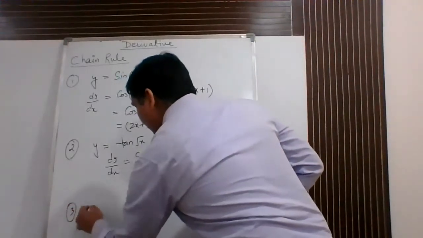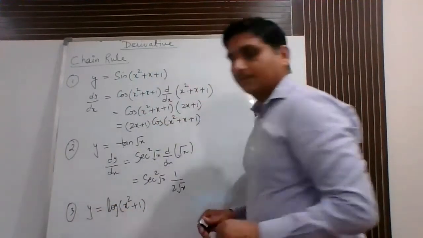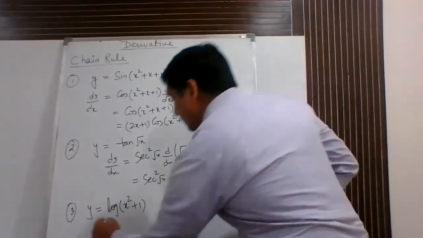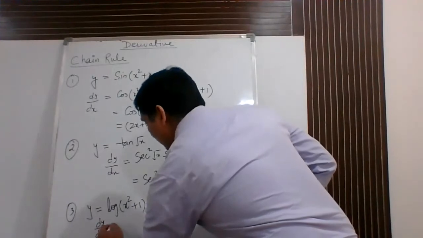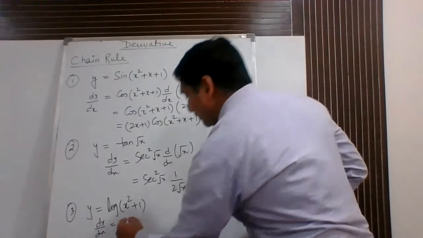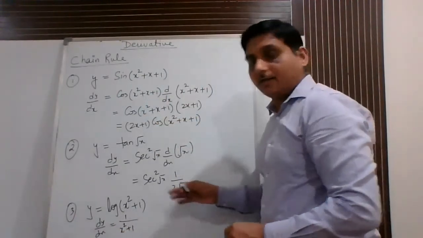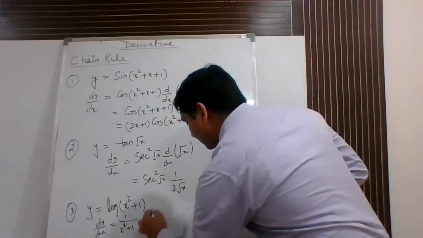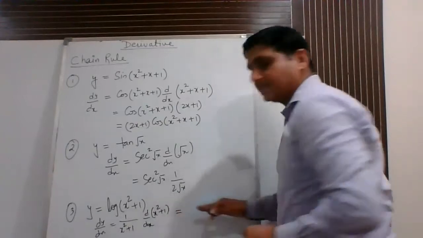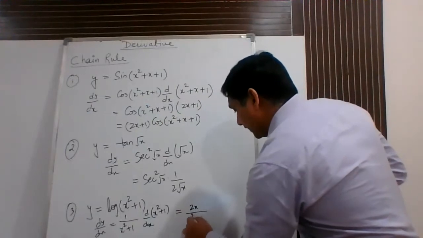The third question you can write is log(x square plus 1). Now you know that the derivative of log was 1 upon x. So here when you differentiate this, it will become 1 upon x square plus 1. And then we need to take the derivative of x square plus 1. So when you differentiate this completely, you will get 2x upon x square plus 1.